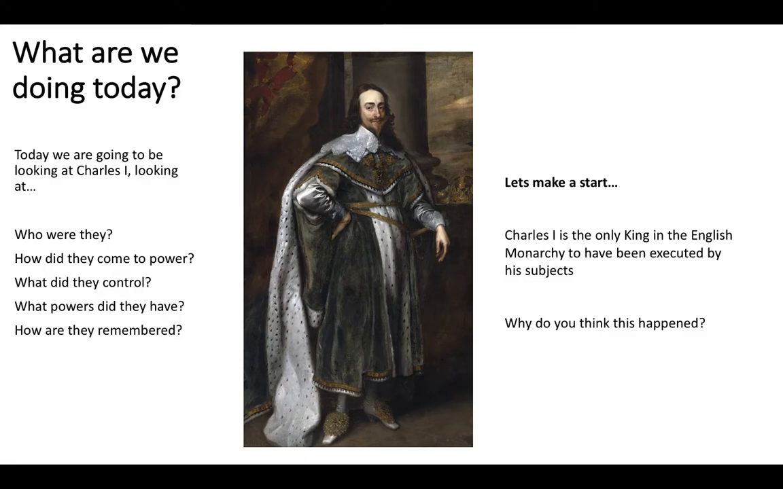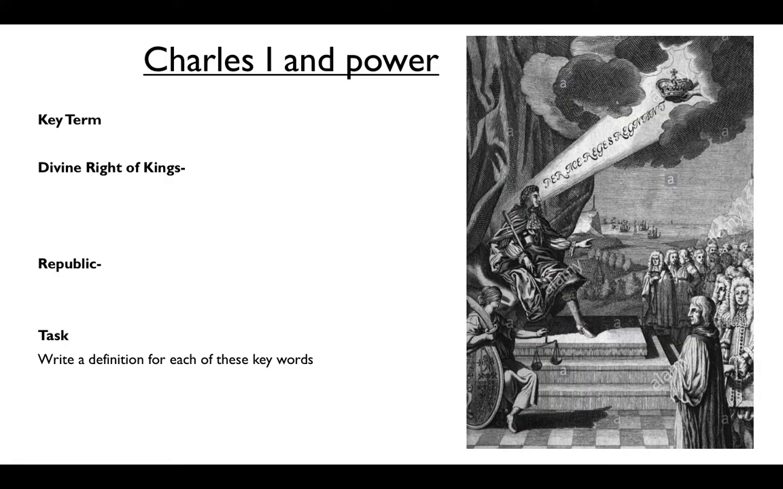So what is clear is that to execute someone, especially a king, they must have done something wrong and they must have not been popular. So we're going to be learning more about Charles I. Now before we start, we need to understand two key words, two key concepts. The first is divine right of kings and the second is republic. So I want you to pause the video here, go onto the internet and type these in and write a definition for each word, please. So do that and I'll see you again in 2 minutes.